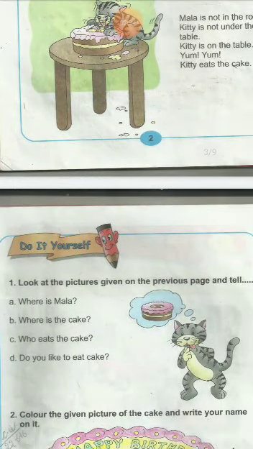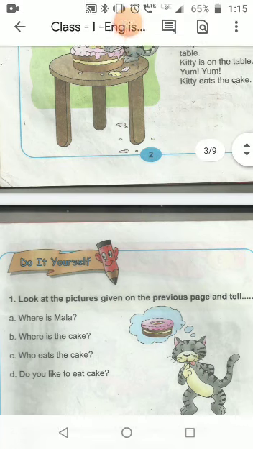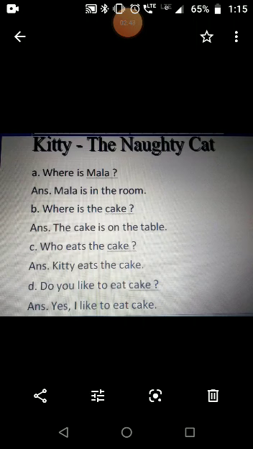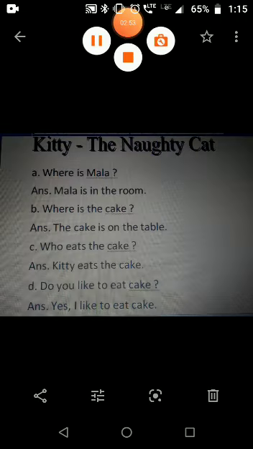D number, do you like to eat cake? Yes, I like to eat cake. As you can see, the question answers are written. You can find the answers and you can write in your copy also.